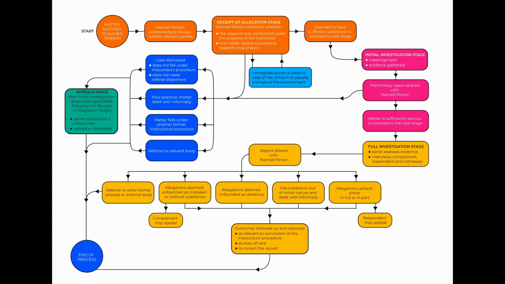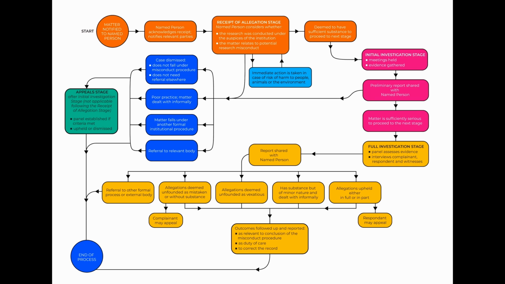This should normally be carried out by somebody other than the named person or the team that led the initial investigation. This alternative named person will review the information provided to decide whether the appeal meets one of the criteria and has enough substance for it to go forward.